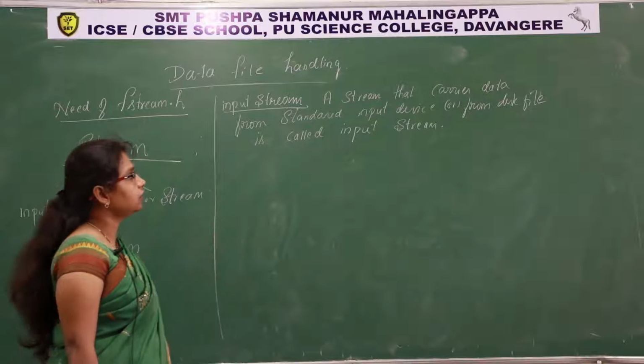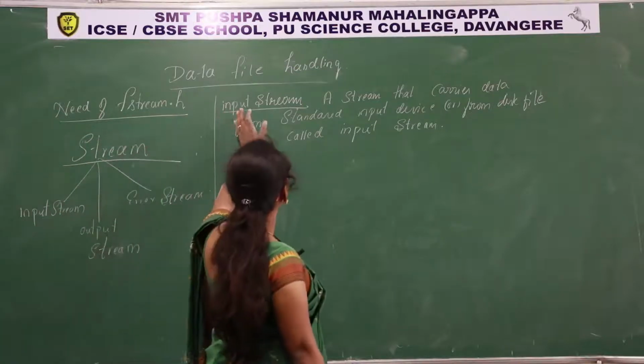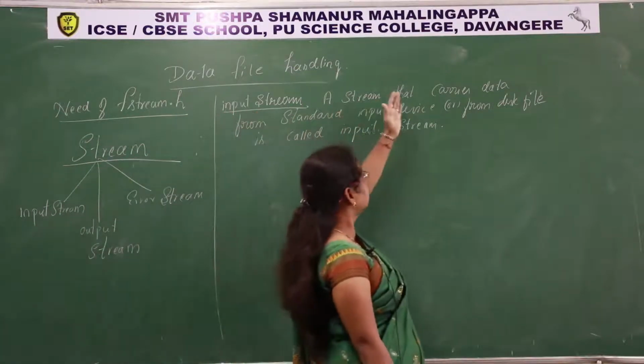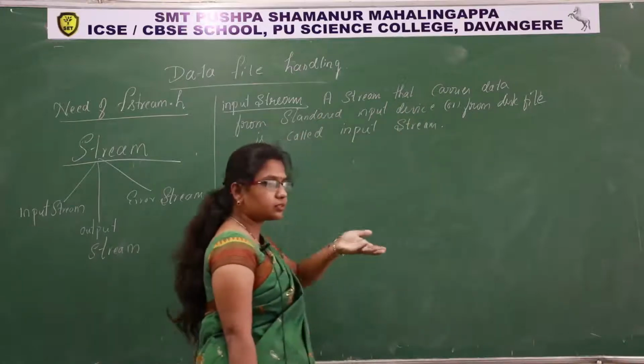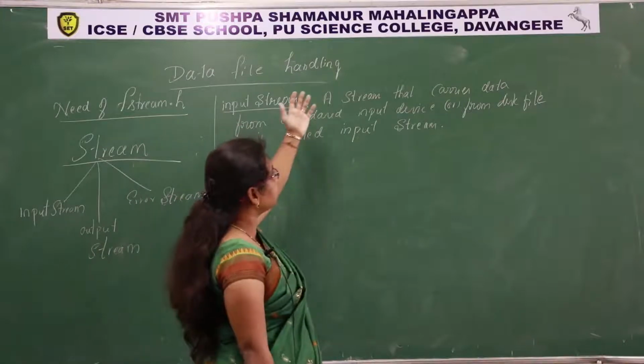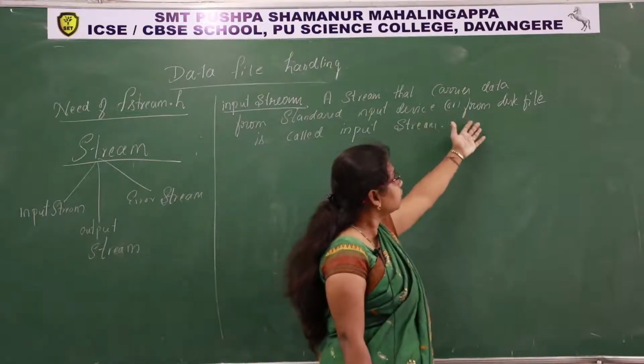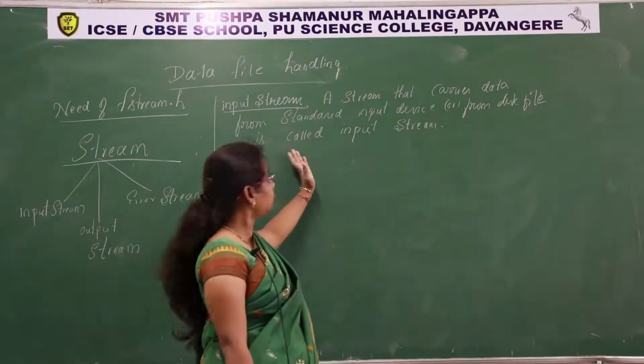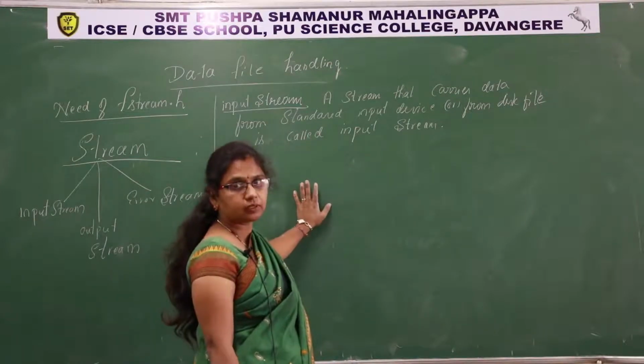So in general, how to give the definition for an input stream? A stream that carries data, a sequence of bytes or a sequence of bits, from a standard input device or from a disk file is called an input stream. Understood?